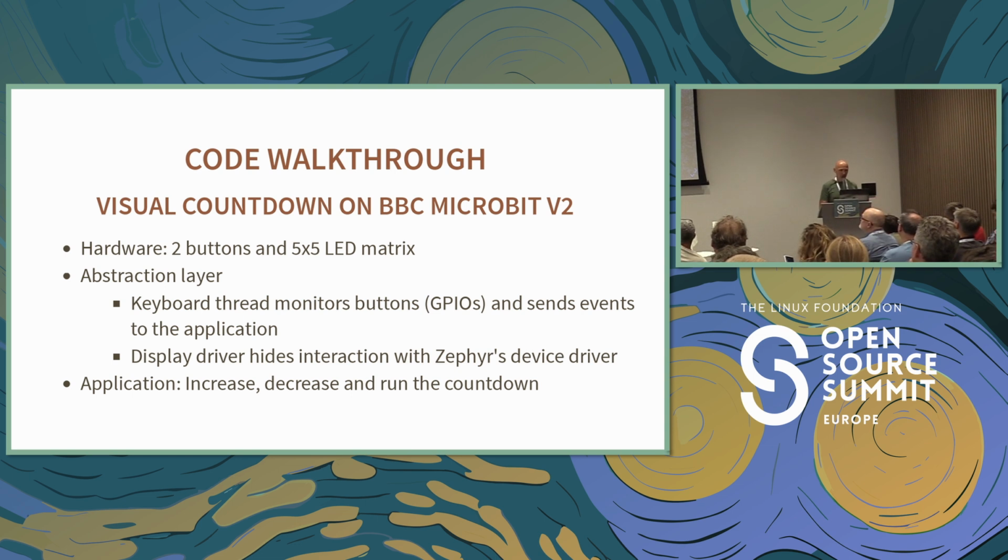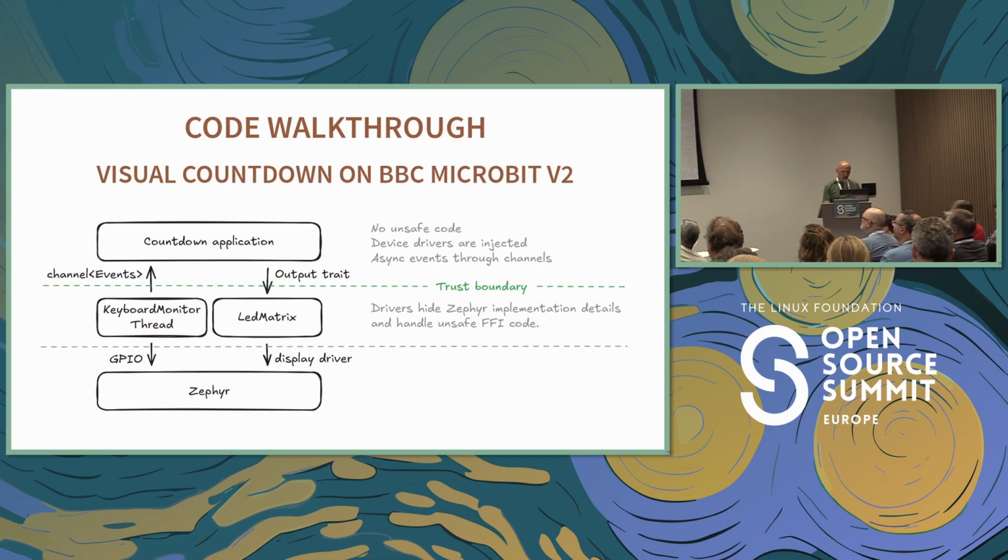It's a very simple application, but I try to follow this abstraction, and I will show you how this looks. So we have the countdown application. Then we have Zephyr at the bottom. And I have on one side a thread which is monitoring the two GPIOs for the switches. And I have code that manages the LED matrix.